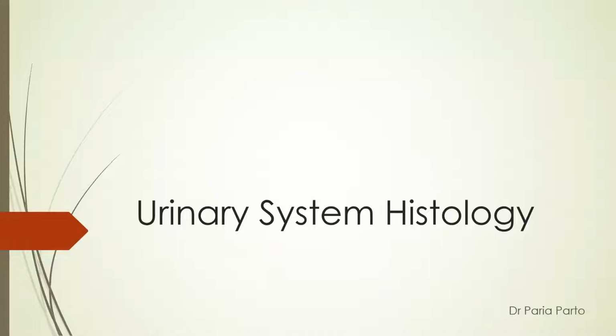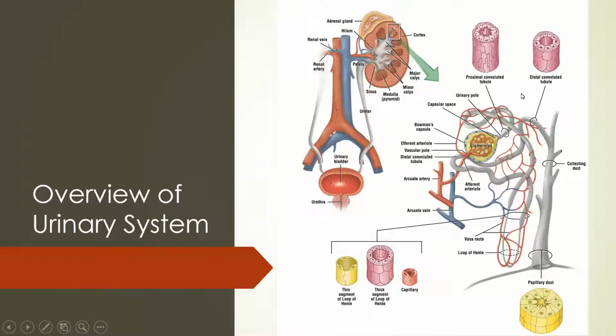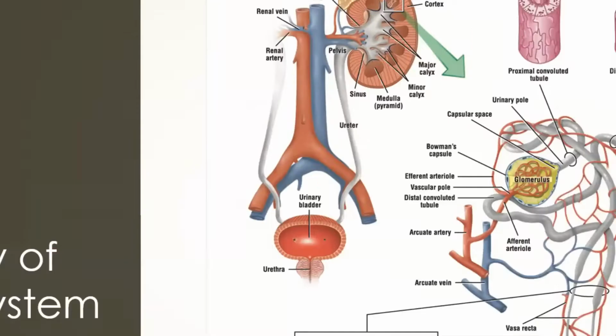In this part, I want to talk about the histology of the urinary system. In this picture, you can see the overview of the urinary system. As you see here, and as you know from our previous session, the urinary system is composed of two kidneys, and in this picture, you can see the left kidney.